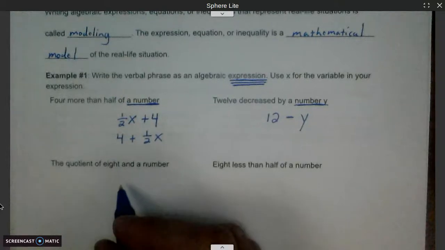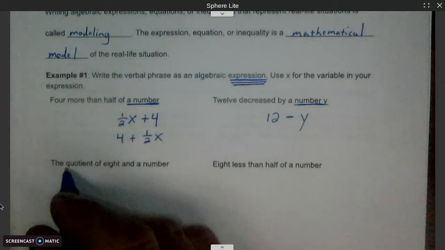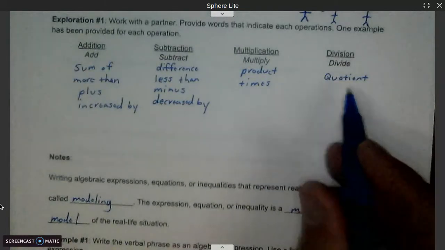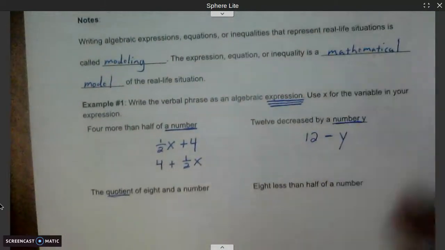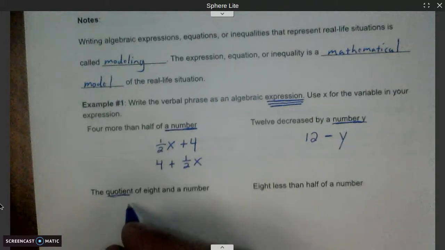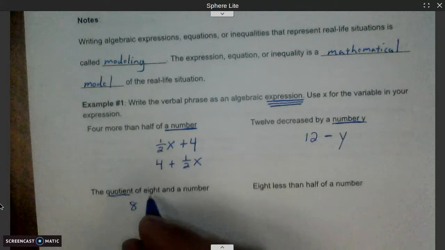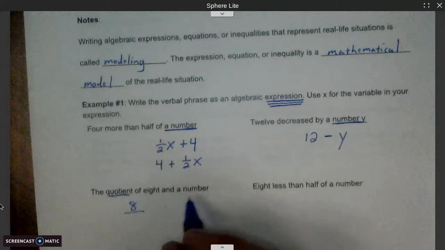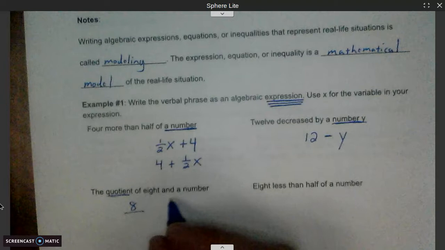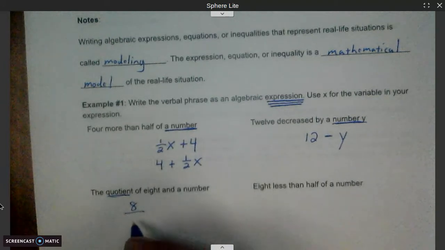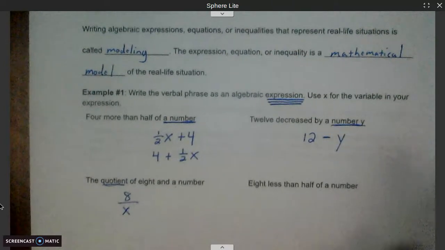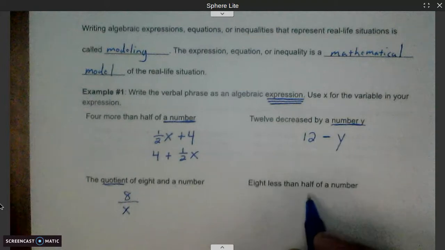The quotient of 8 and a number. Quotient. Oh, we got one of those words here. If we look at quotient, we know from up here that quotient is division. So quotient of 8 and a number: our first number is 8, so we're going to write that on the top. And the bottom number is going to go on the bottom. A number, we don't know what that number is, so we'll just give it a variable. I like to use x. And there you go.